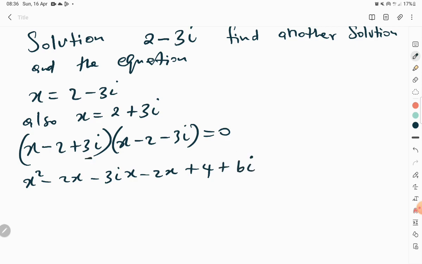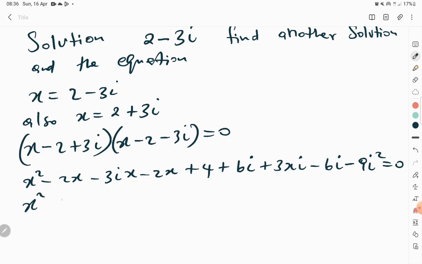Then you have this one now. It's going to be plus 3xi. Then you have minus 6i. Then you have minus 9i squared. This is equal to 0. So we have expanded this. So let's collect the like terms if there are any.